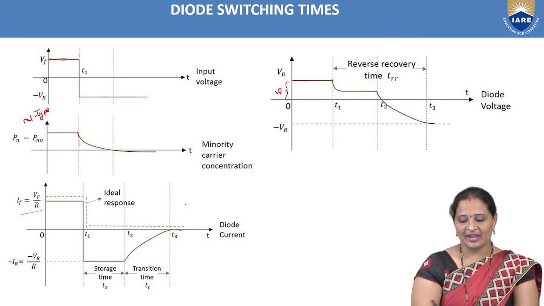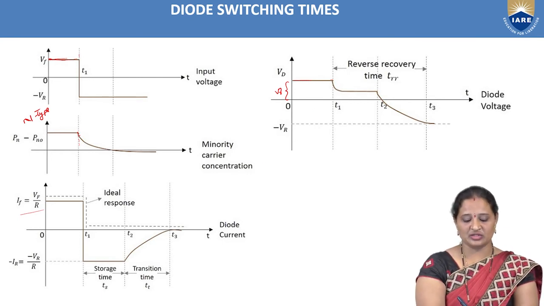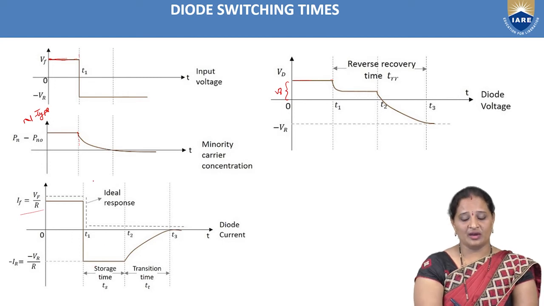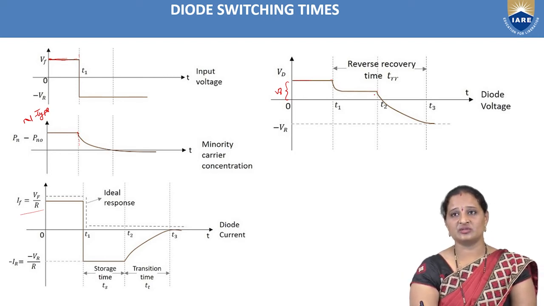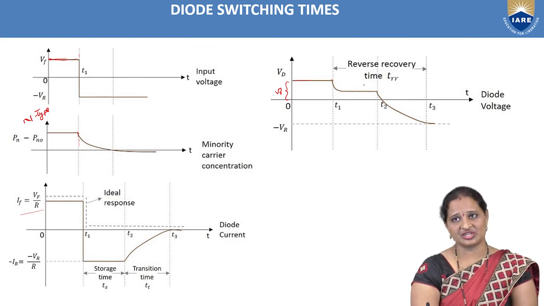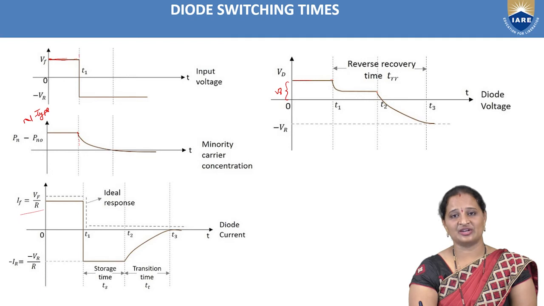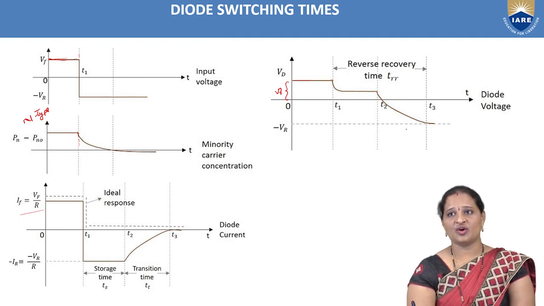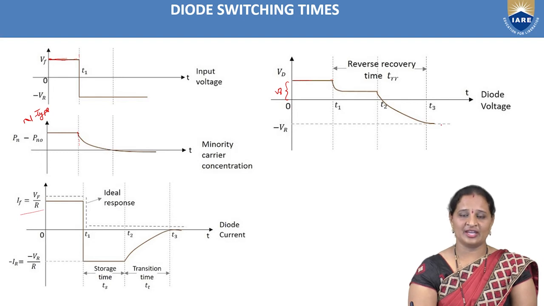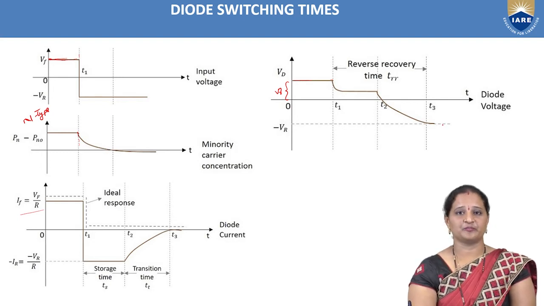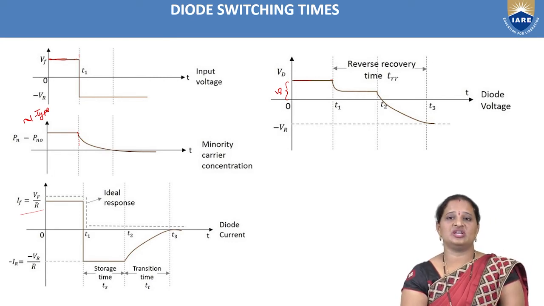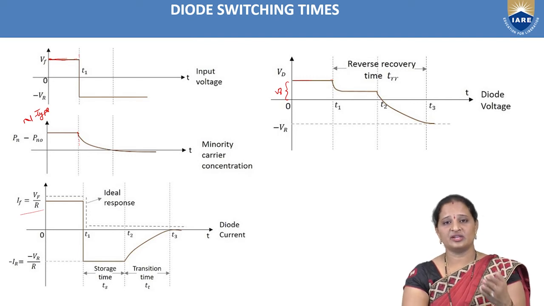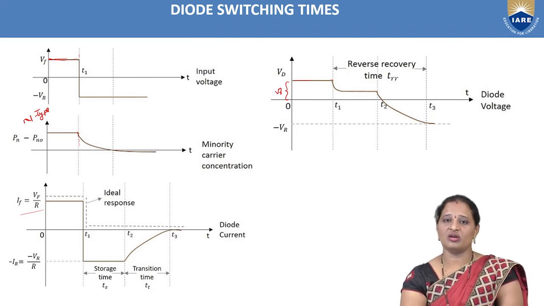At time t equals t1, the excess minority charge carriers are reduced to 0, so the voltage drop is also reduced. Once the excess minority charge carrier concentration is reduced, it enters the reverse bias condition, and under reverse bias condition the voltage drop across the diode will be negative, and it is represented like this. These are the waveforms representing the switching times required by the diode for changing its state from on to off or off to on.